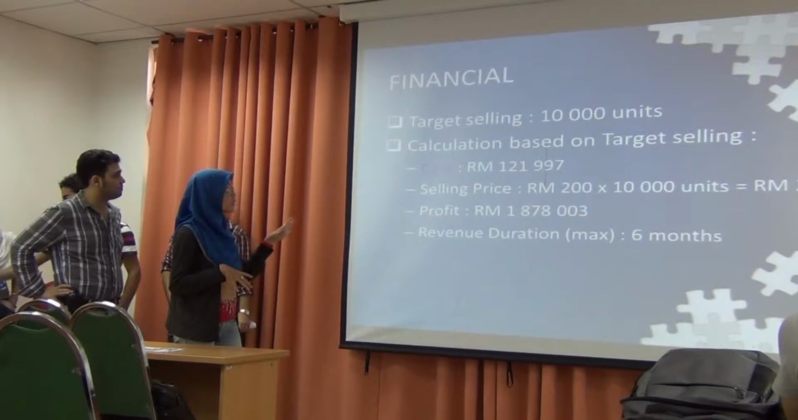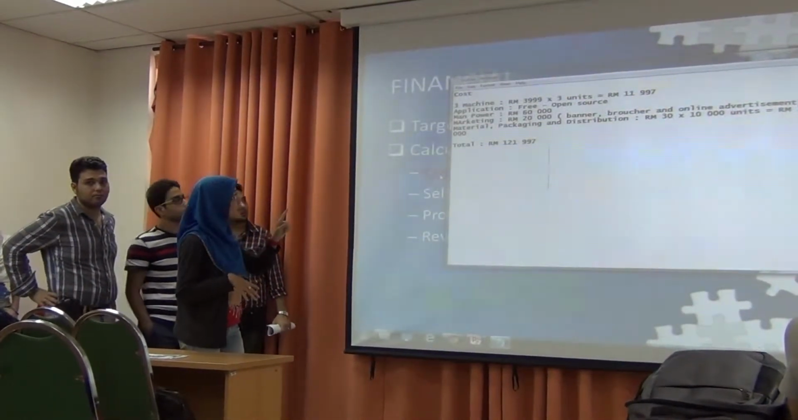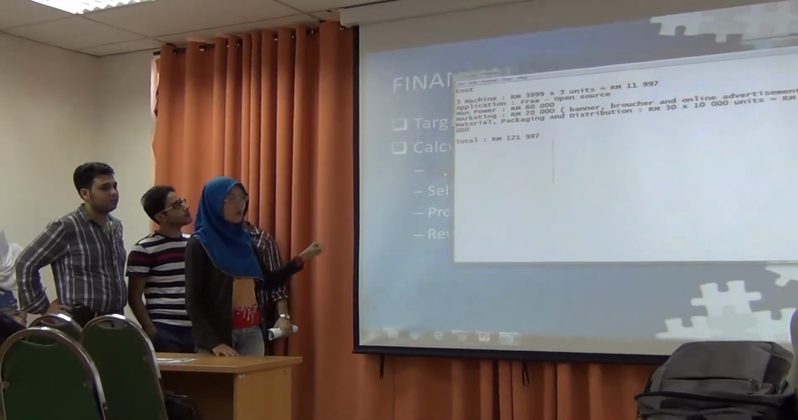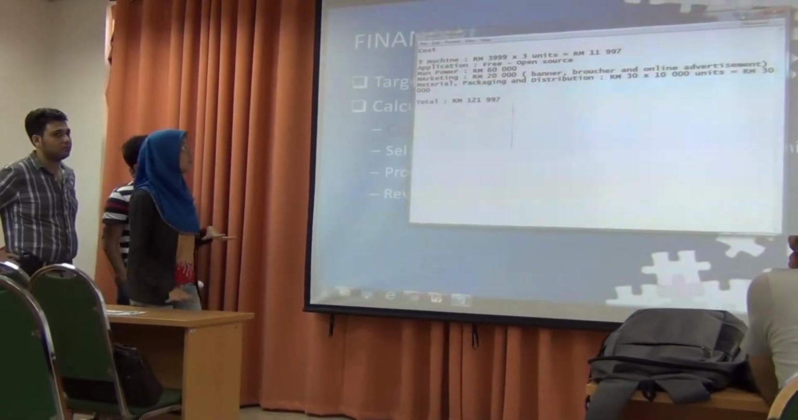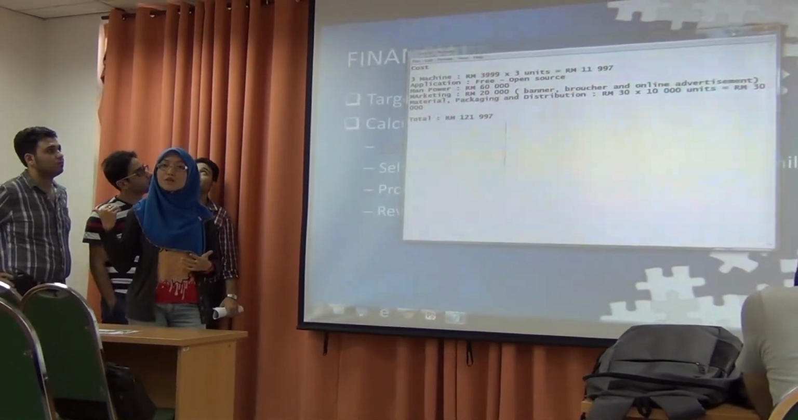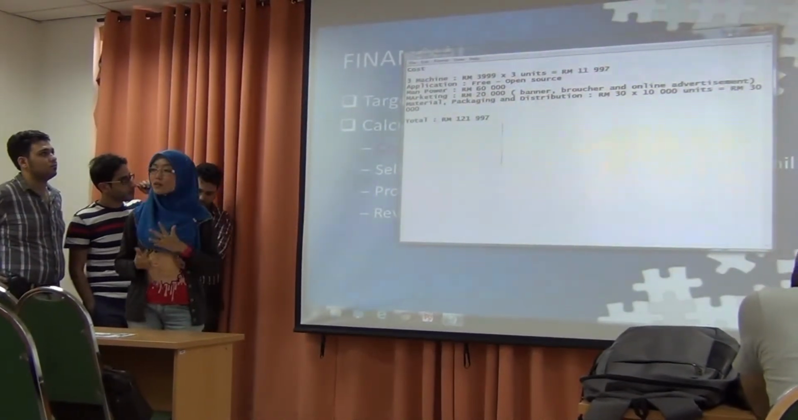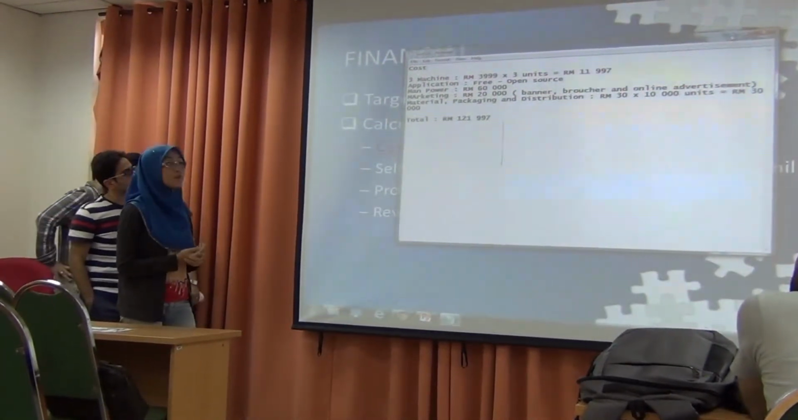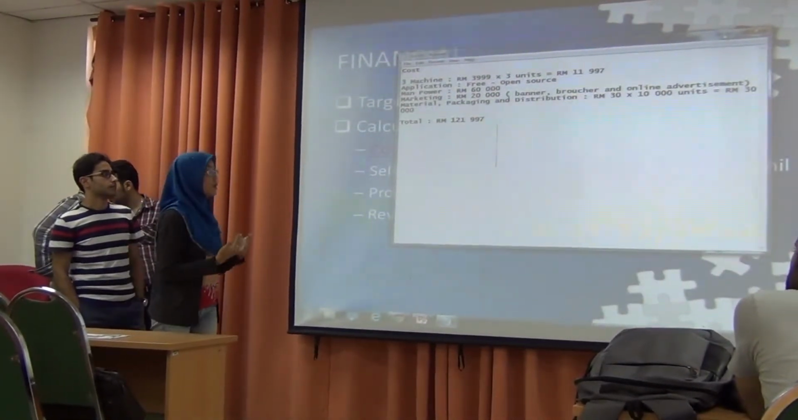So the calculation of the target selling: the cost is 121,997 ringgit. So this is basically how we spend the cost. We have 3 machines to develop this application, and the manpower is around 60,000 for 5 persons. And then the material, packaging and distribution includes the box, the packaging, and the distribution to the schools and everything. And not forgetting the marketing. Marketing is very important, so we need to spend some money on the marketing area.